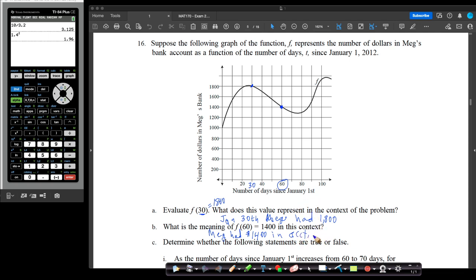So that's like 2 months. That's how we would talk about it in person, right? We wouldn't say 60 days since January 1st. We'd say about 2 months down the road. 60 days, probably be the end of, because February only has 28 days, so we're into March. You could figure out exactly what day it is, but for this one, about 2 months after the start of the year, right?